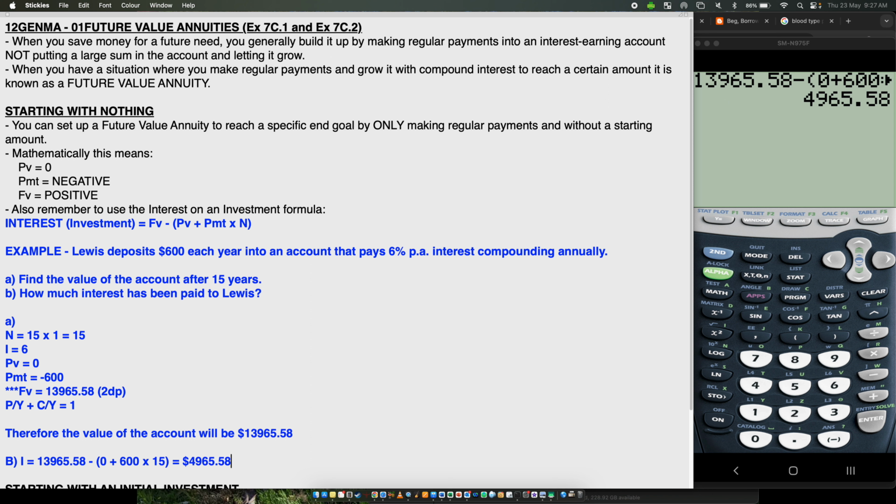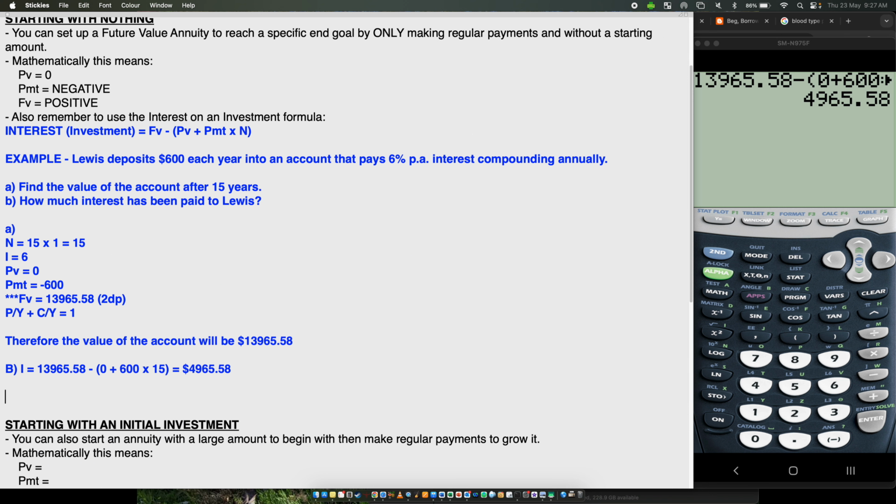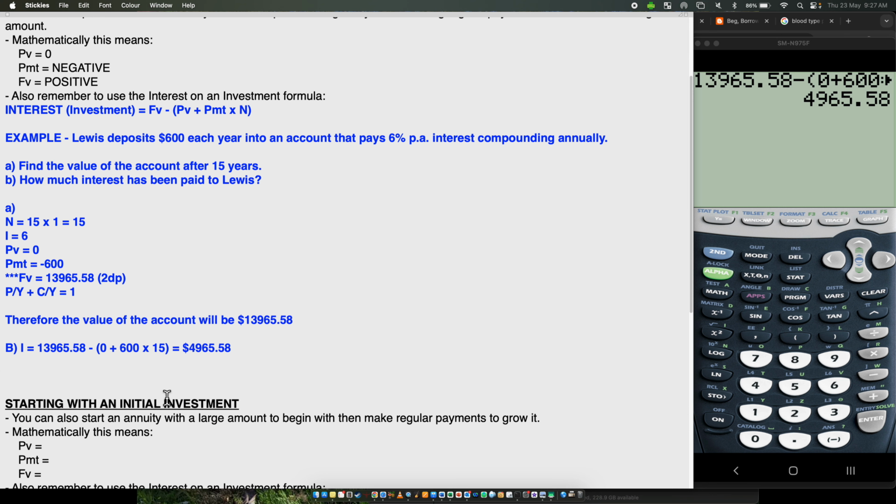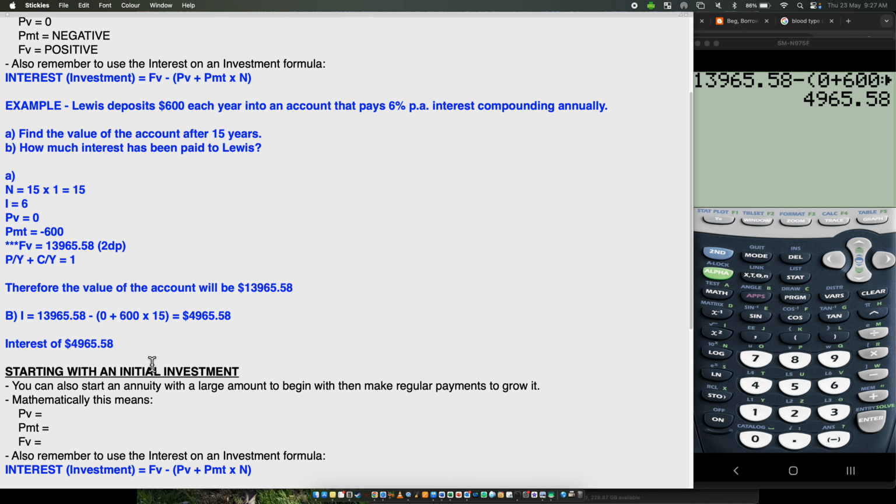That's not bad. The bank is giving you almost $5,000. But what's the disadvantage? You're losing $600 every year for 15 years. But that's a lot. Okay. Interest of... answer statement is worth a mark. Can you get that example down, please?